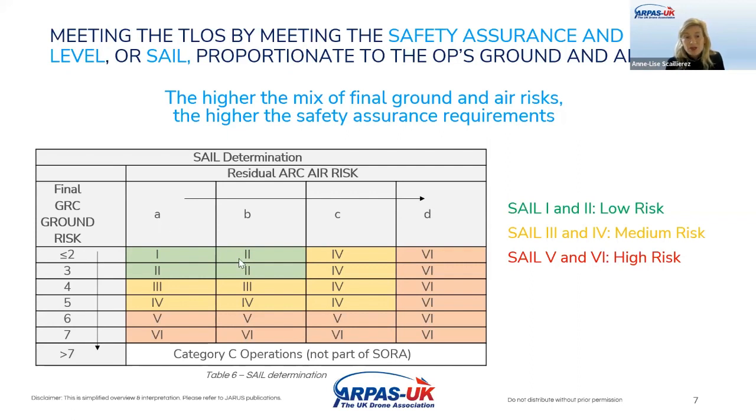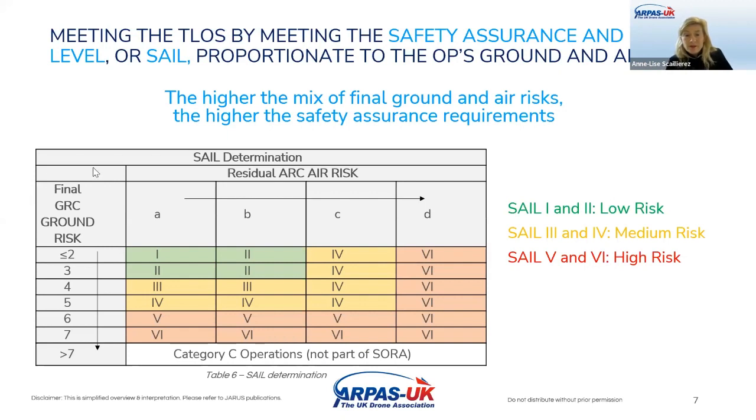it means that the level of risk of your operation is considered relatively low, and the requirement is that you meet a 1 or 2 level of assurance and integrity level. The higher the risk, the higher the burden on the operator side to prove that he, she, they, the organization meets a higher level of SAIL.